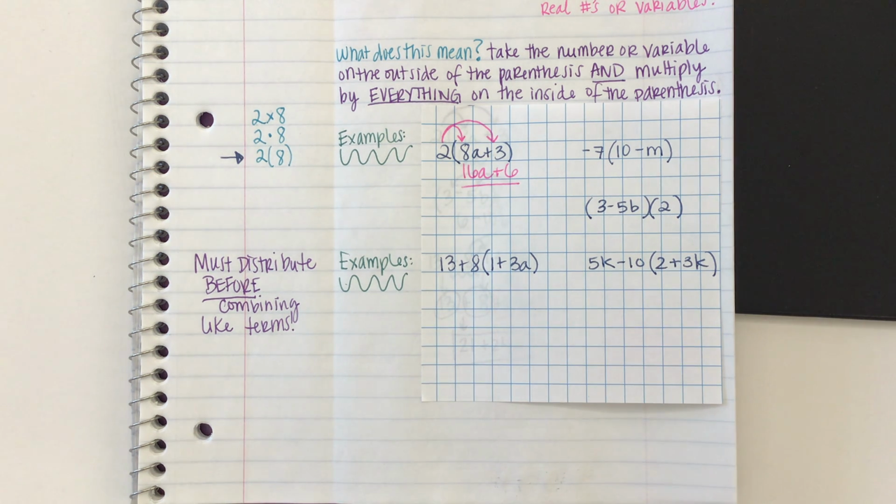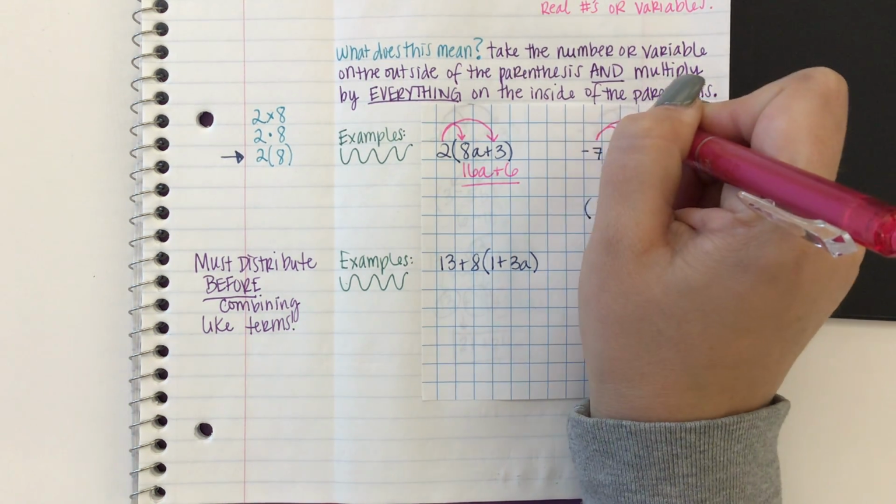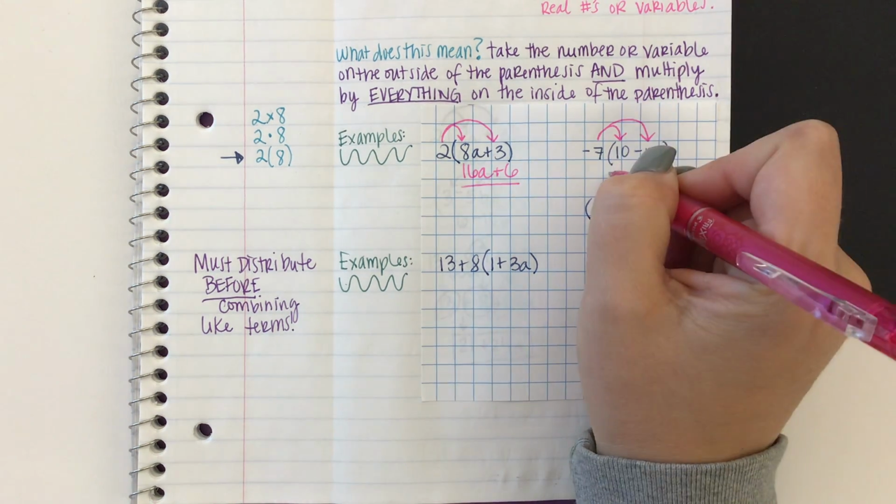Okay, next one, -7, open your parentheses, 10 minus m, close your parentheses. Simplify this expression. Okay, so you take whatever's on the outside of your parentheses and you draw your arrows and you multiply by everything on the inside. So I have -7 times 10, which is -70.